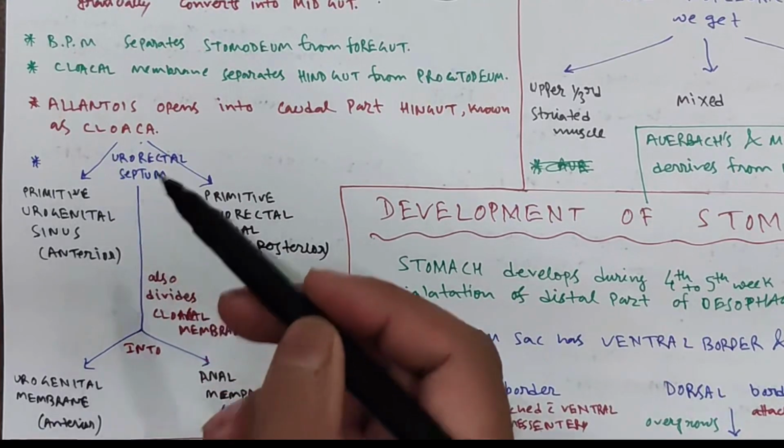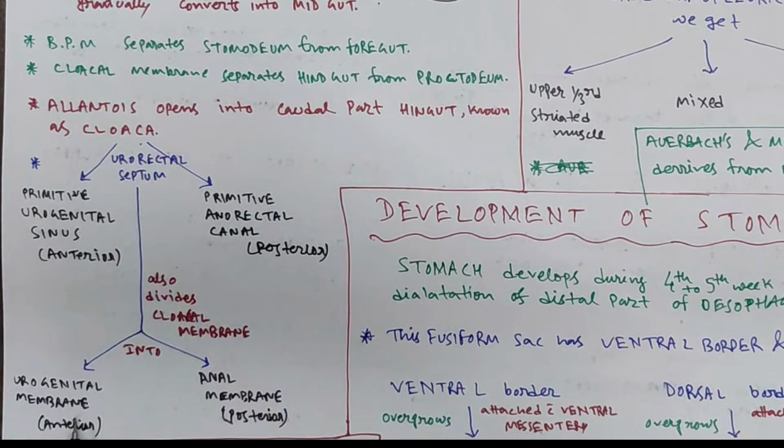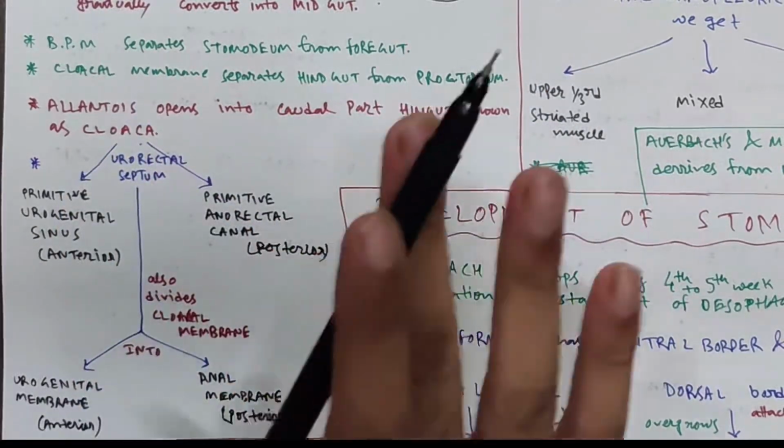The urorectal septum also divides the cloacal membrane into two parts: the urogenital membrane anteriorly and the anal membrane posteriorly. So this is the overall development of the GI tract.